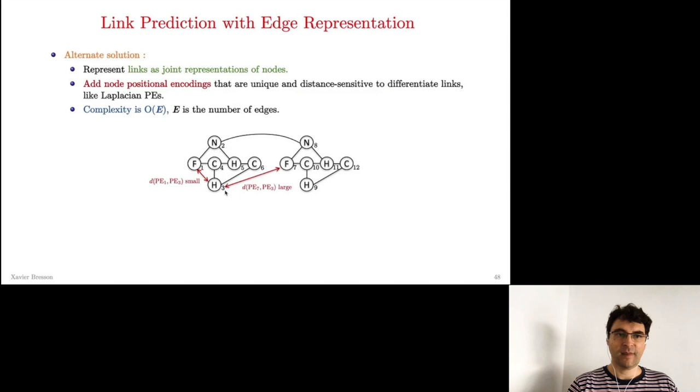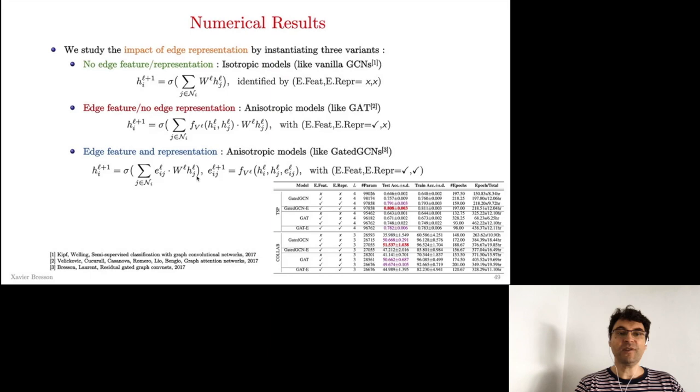So what we suggest is, instead of using n square, we can use the number of edges by just using, for example, Laplacian positional encoding, which will give you, again, a good distance between the nodes. Also, what we wanted to check is the impact of having a joint representation of nodes when you do link prediction. Is it something that we can see in the experiments?